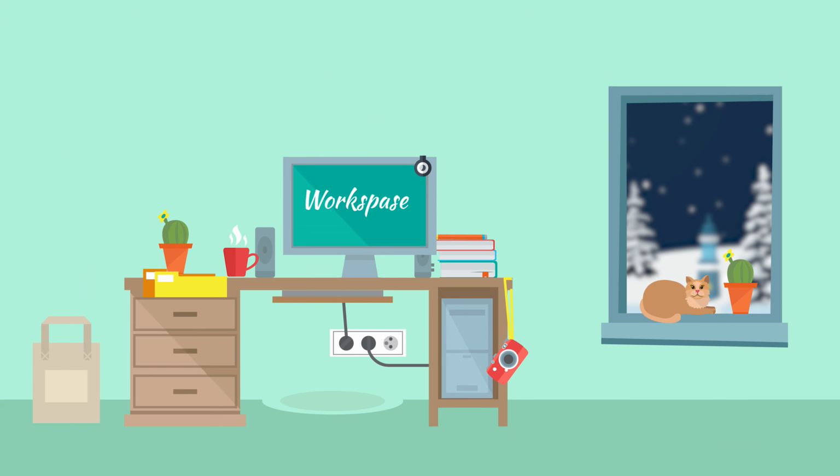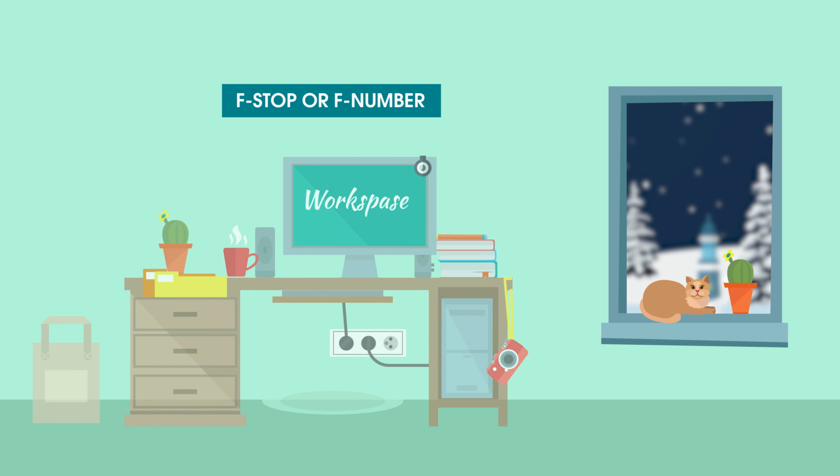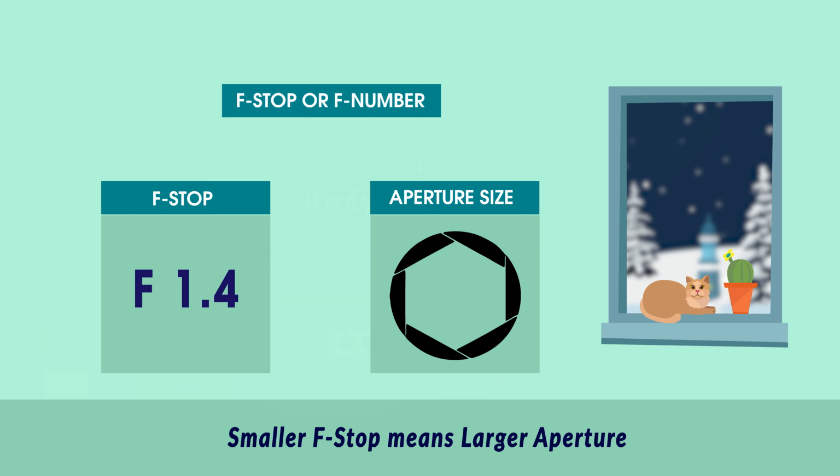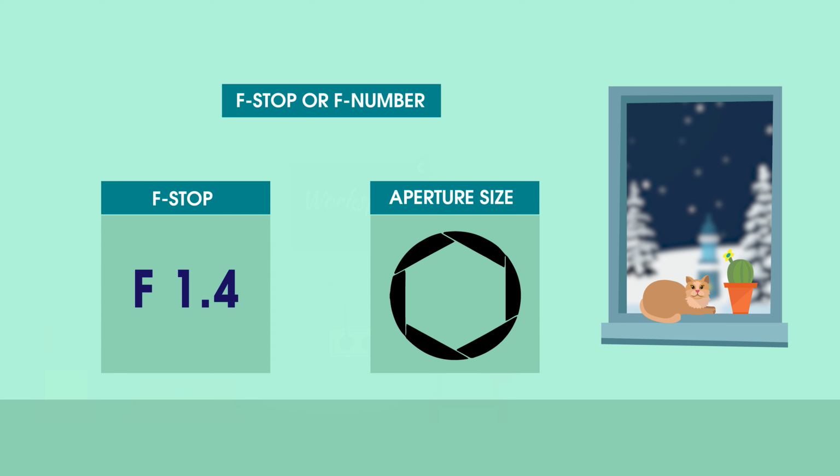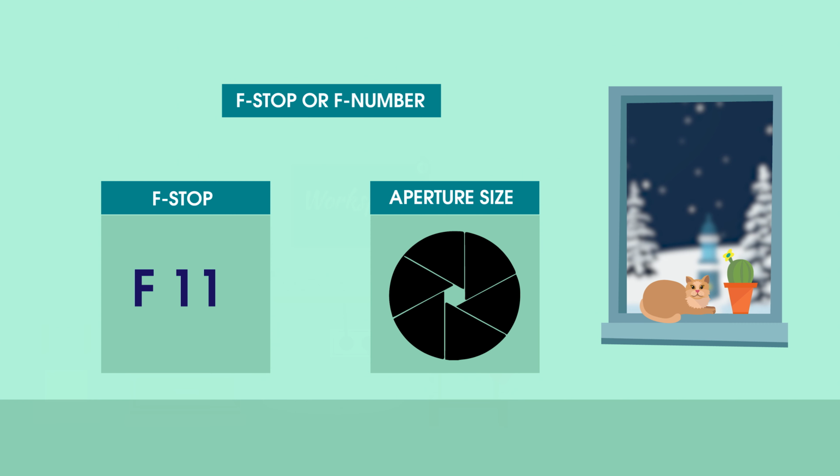In photography, aperture is expressed in f-number, also known as f-stop. F-stop indicates how open or closed the aperture is. A smaller f-stop means a larger aperture, while a larger f-stop means a smaller aperture. This can be tricky to remember since a large f-stop means a small aperture size. So an f-stop of f/1.4 is larger than f/2.8 and much larger than f/8 or f/11.